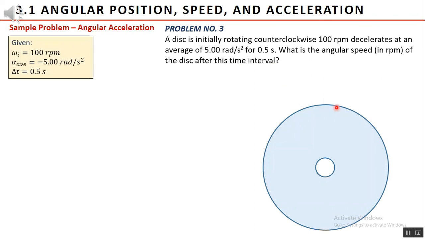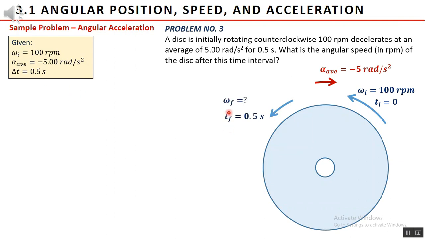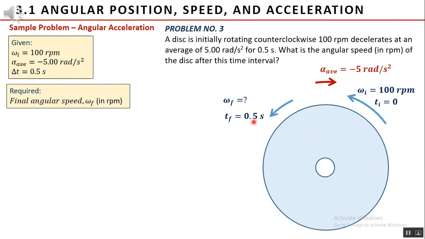Establishing the given information. As mentioned in the problem, the initial angular velocity, omega sub i, is positive 100 revolutions per minute. This is a positive value since according to the problem, it is rotating counterclockwise. Then, the problem stated that the disk decelerates, so we have negative acceleration of 5 radians per second squared, for a time interval of 0.5 seconds. We are asked to solve the final angular speed, omega sub f, 0.5 seconds later. And we will express our answer in RPM.